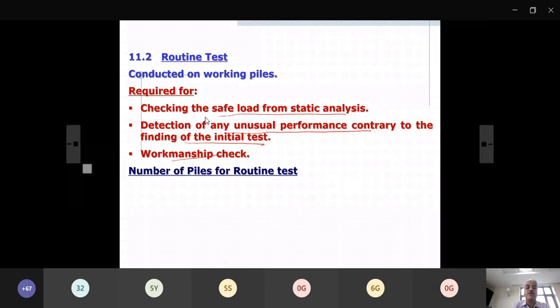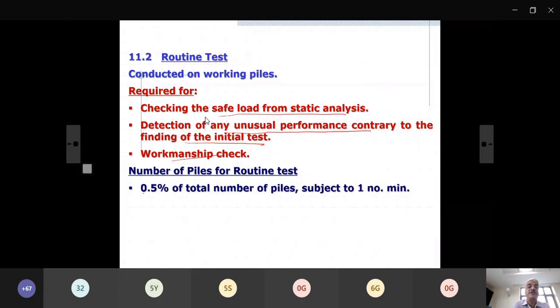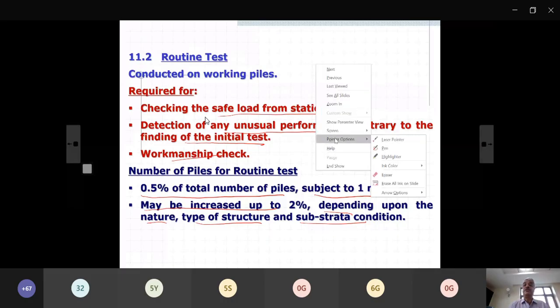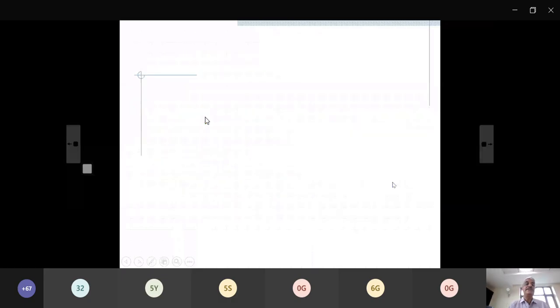And the number of piles required for the routine test is 0.5% of the total number of piles, subject to a minimum of 1. 0.5% of whatever number of piles in your project, that is for the routine test. And this can be increased up to 2% depending upon the nature, type of structure and substrata. If your structure is very important, maybe you may like to do 1%, you may like to do 2% also. If your substrata is changing very fast, there are a lot of variations, then you will like to do a little bit more tests so that you are confident that nothing wrong has happened.